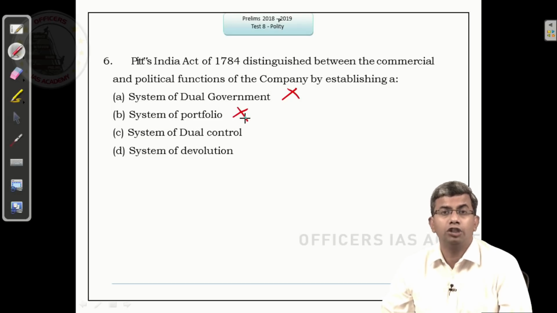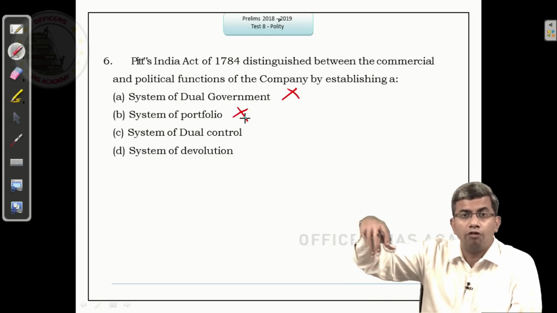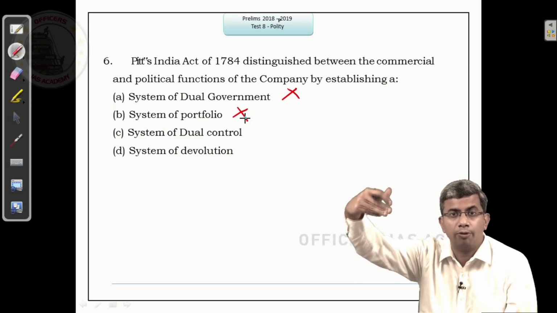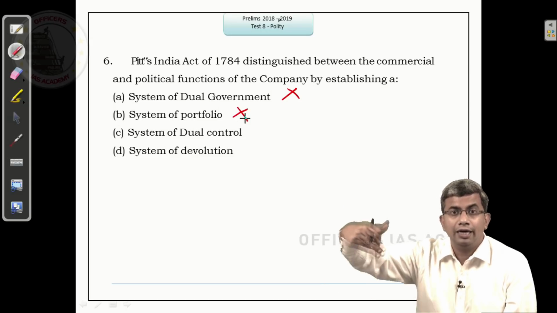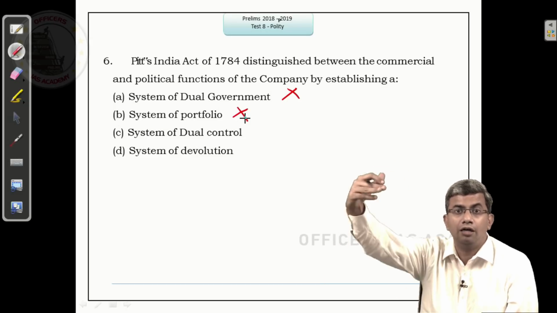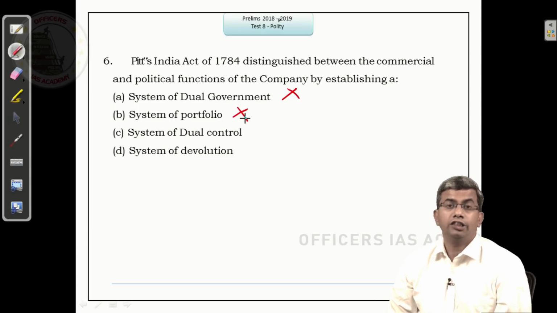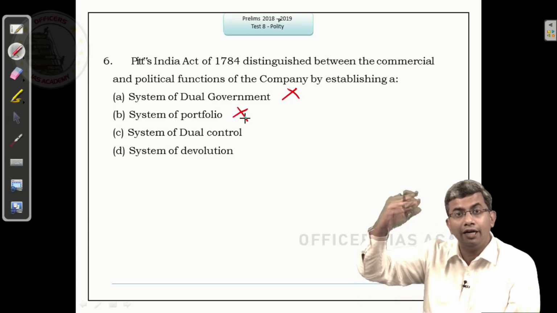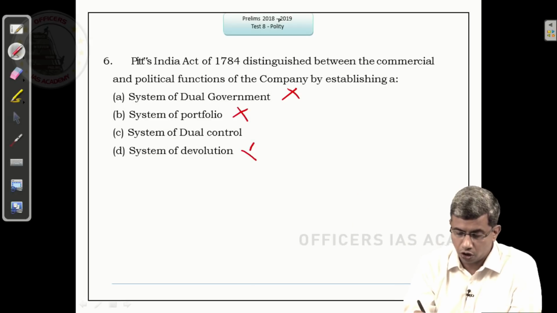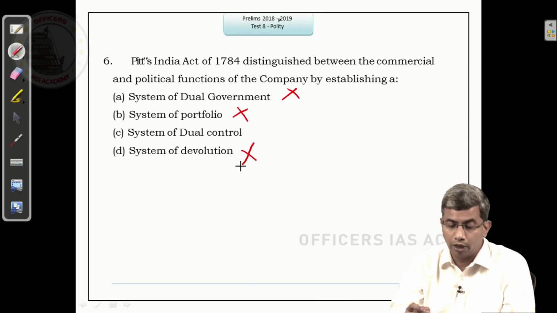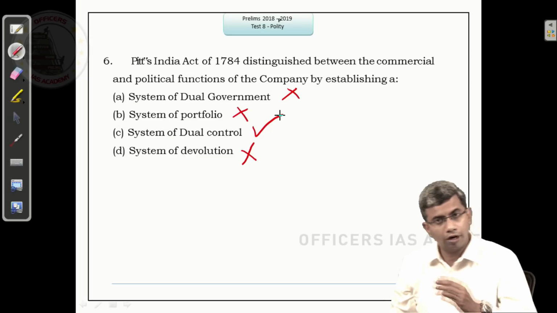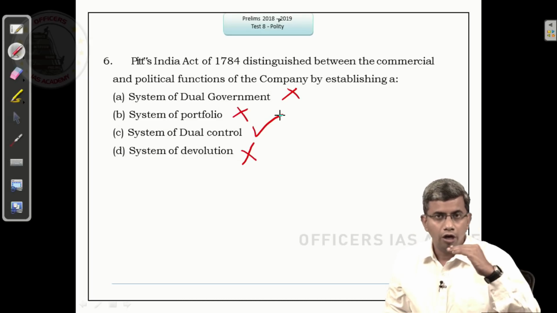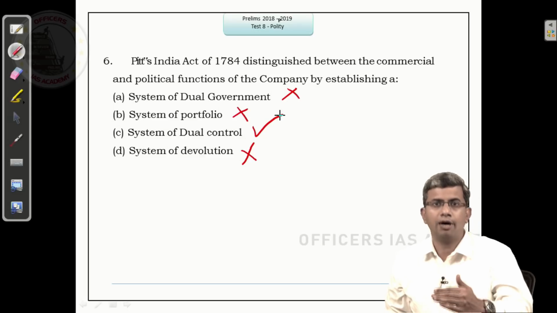System of devolution. System of devolution was devolving powers to the provinces. So it happened through delegation in Government of India Act 1919. It happened through a federal relationship between the center and the provinces through Government of India Act 1935. So this is also wrong. So system of dual control is the correct answer. You don't have to actually eliminate like this. I am just giving you an explanation for elimination. If you know the answer straight away, you can mark system of dual control.